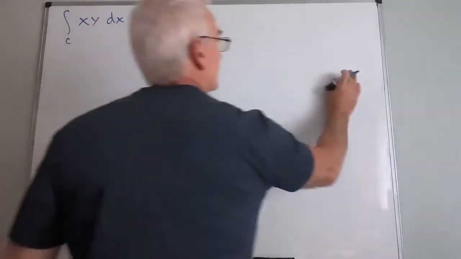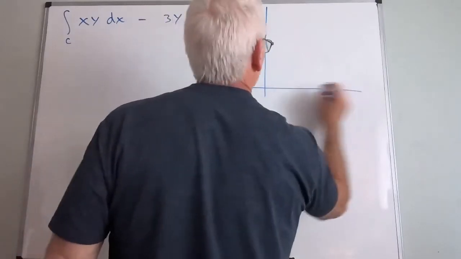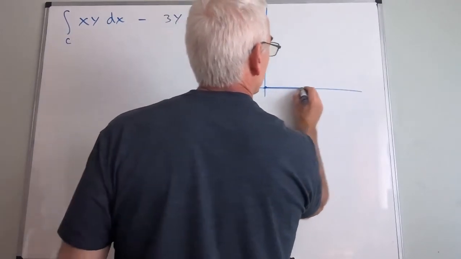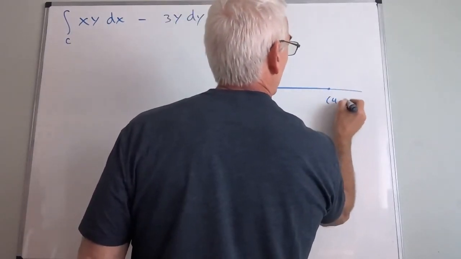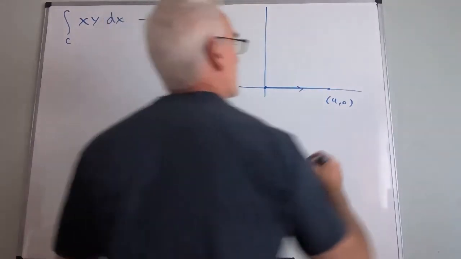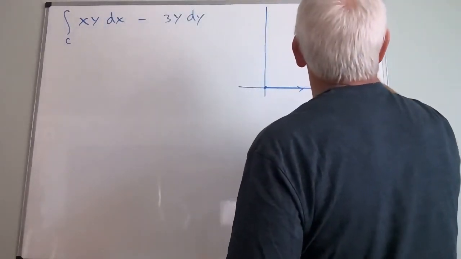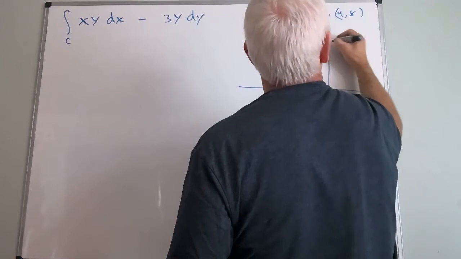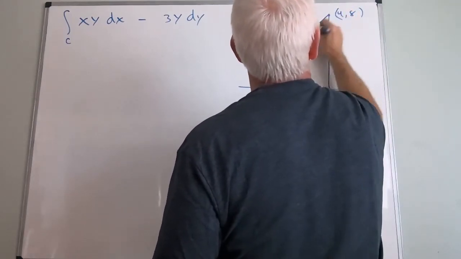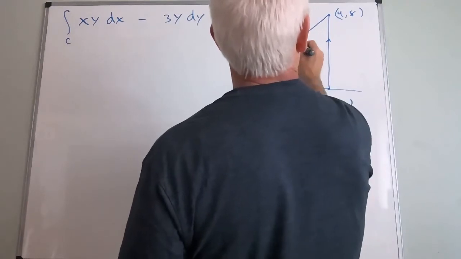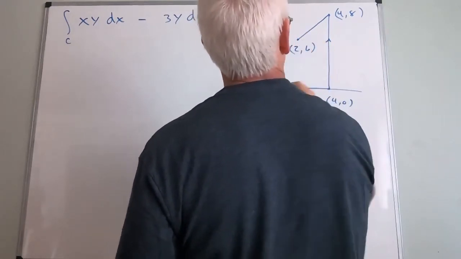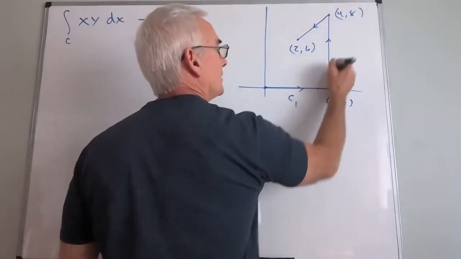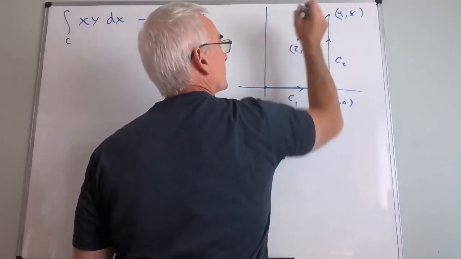And here's our path. I'll draw a picture of it. Our path is from the origin, we're going to move along the x-axis to the point (4, 0). Then we're going to go straight up to the point (4, 8). Then we're going to go down diagonally, how about to the point (2, 6). We'll call these C1, C2, C3.